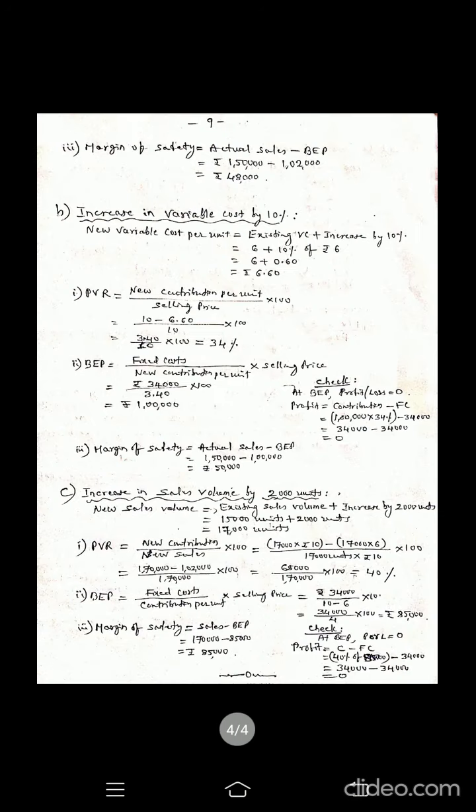Now, let us continue. Margin of safety. Margin of safety is equal to actual sales minus break-even sales. Actual sales 1,50,000, that is present sales, minus new BEP 1,02,000, 48,000 will be margin of safety.